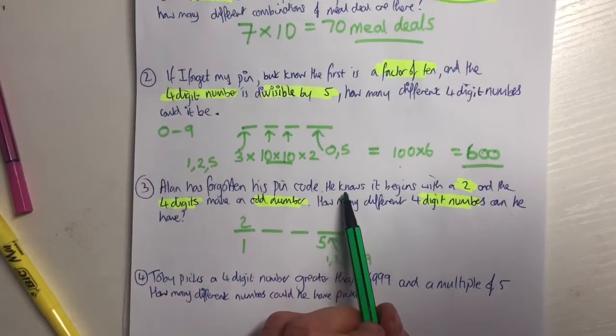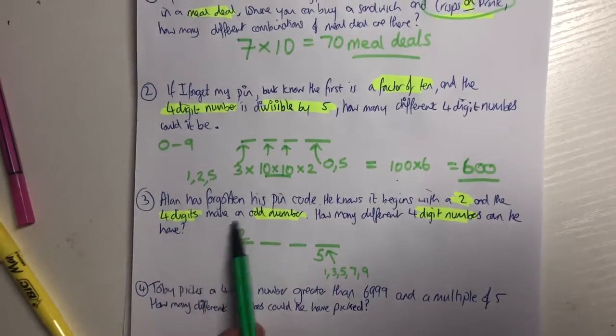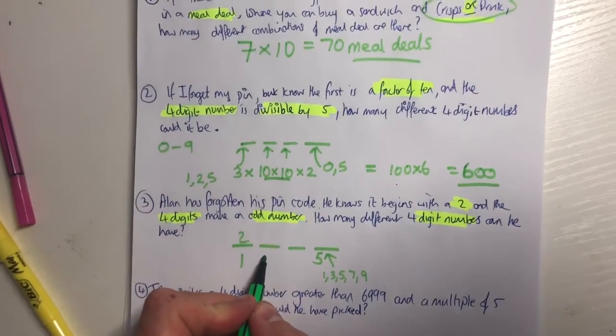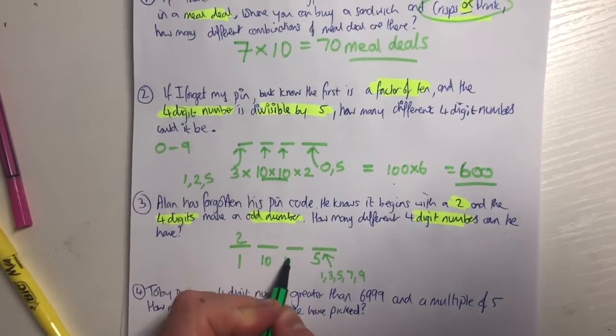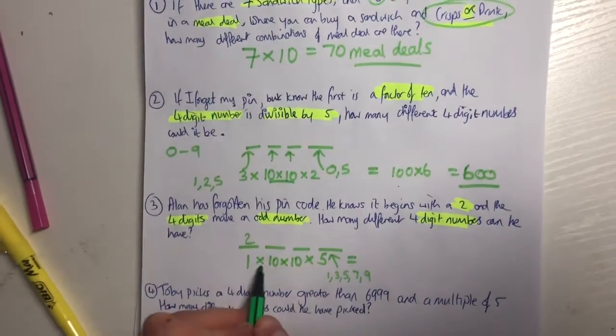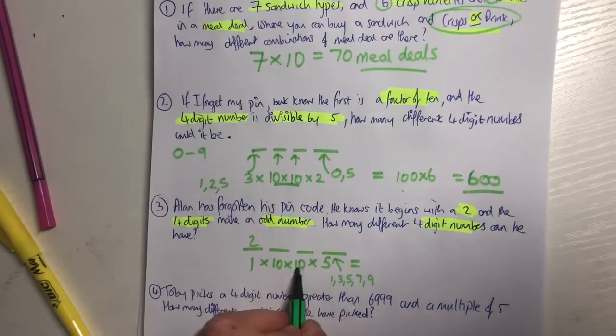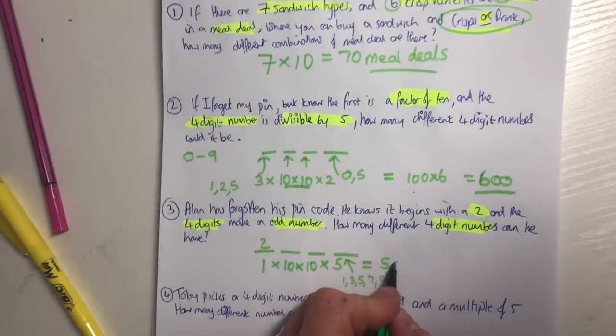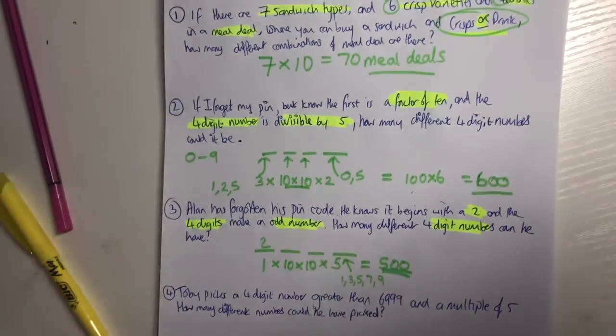So let's check if there's anything else. He knows it begins with a 2 and the 4 digits make an odd number. How many different 4-digit numbers? So these could be anything between 0 and 9. So 10 ways, 10 ways. And the product rule says times them together. 1 times 10 times 10 times 5. 10 times 100. 100 times 1 is 100. Times 5 is 500 different PIN numbers.